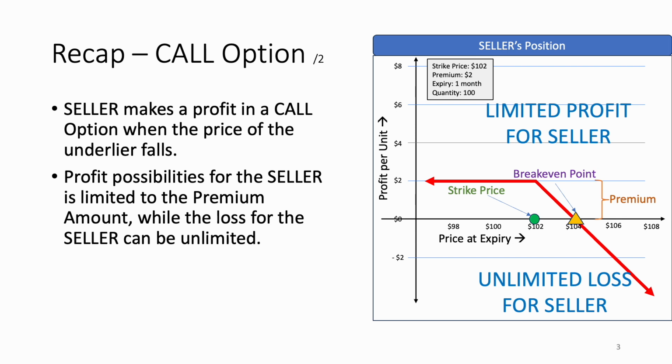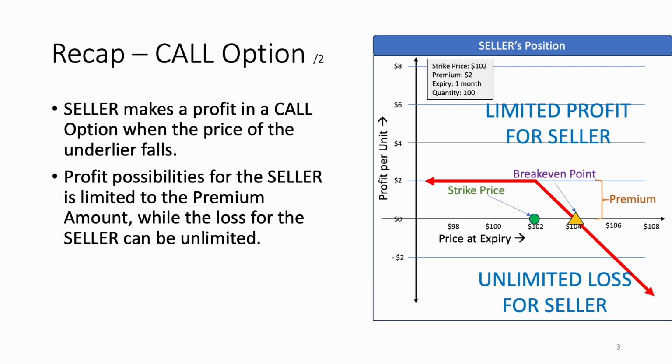Now the reverse is true for the seller of a call option. In a call option, we require a buyer and a seller. It's basically a financial contract between a buyer and a seller. We just saw the buyer's story in the previous slide. Now let's see the seller's story. The buyer will buy a call option when he expects the price of the underlier to rise, and the seller will expect that the price of the underlier does not rise.